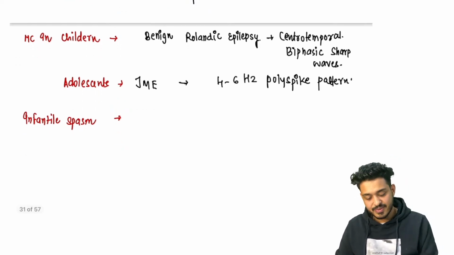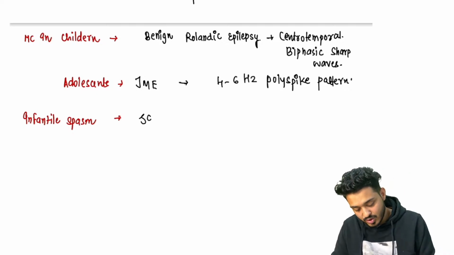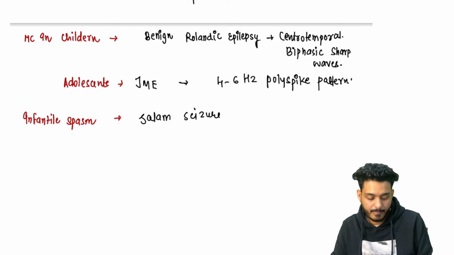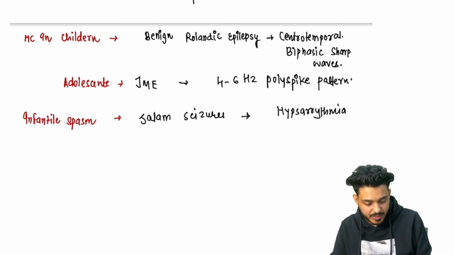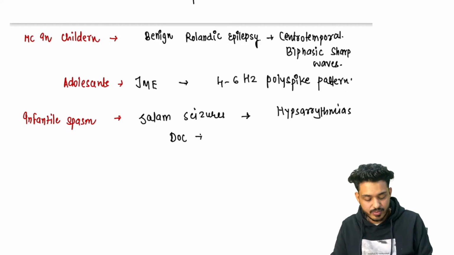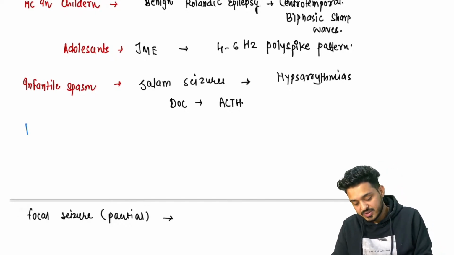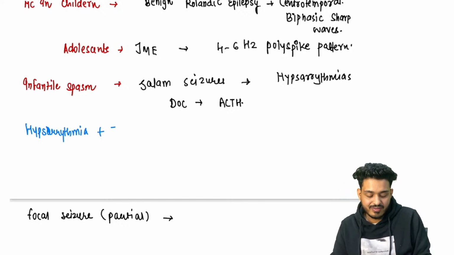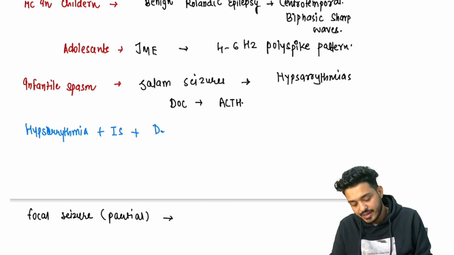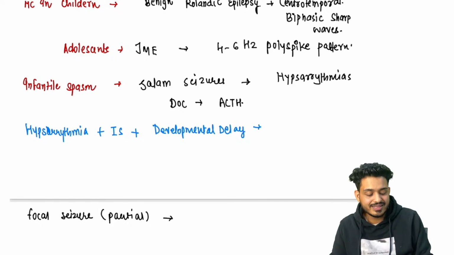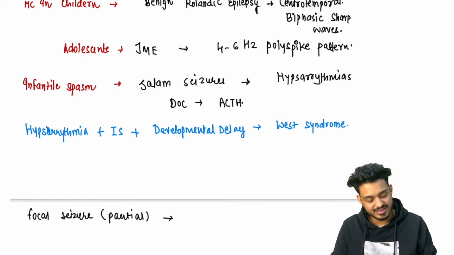Now, in the cases of infantile spasm that we have seen, in the cases of infantile spasm or Salaam seizure, you will be having a specific pattern that is known as hypsarrhythmia. Now, I hope you understand what is hypsarrhythmia. And the drug of choice for infantile spasm is going to be ACTH. But if they write you hypsarrhythmia, listen to me carefully. Hypsarrhythmia is written along with infantile spasm, along with developmental delay, then this is known as what? Then this is known as West syndrome, right?